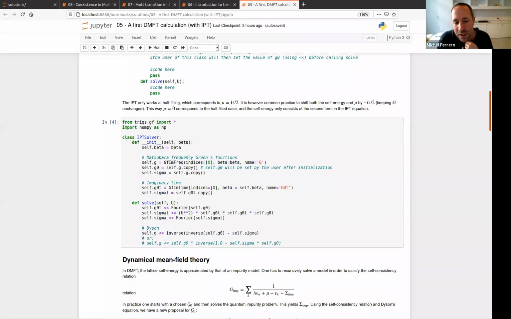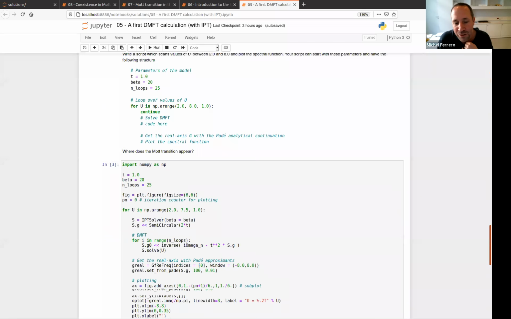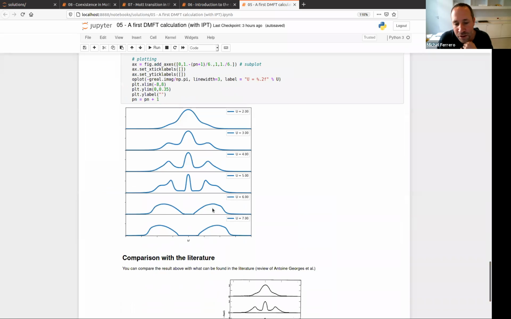But anything in between, of course, is an approximation. So if you start seeing funny structures appearing at intermediate values of U before you reach the infinite U limit, I would say that this is most likely an artifact, or at least it's not something you can trust. Your solver here is not exact, so you cannot really trust this at all.